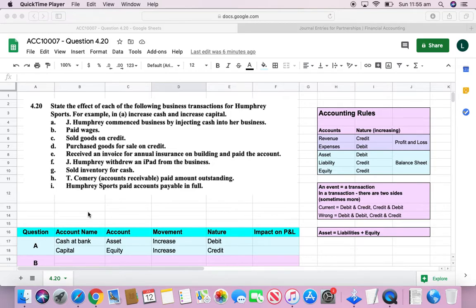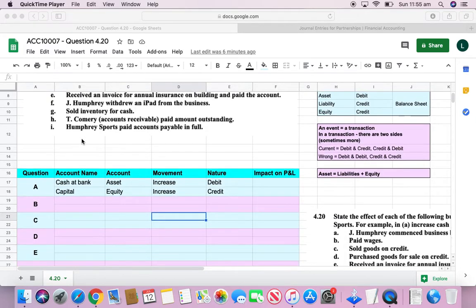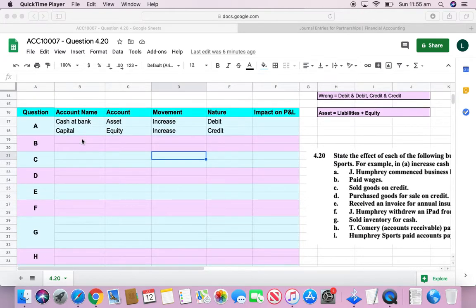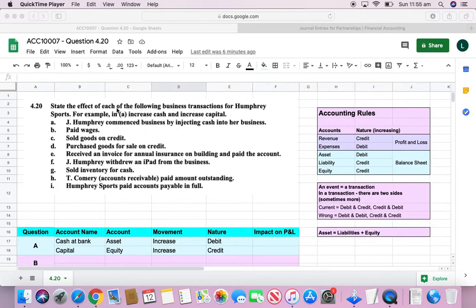I'm going to go over question 4.20, which is a week 1 question, just to hopefully make some sense for the people that don't understand it. So here is 4.20. This is pulled straight from the e-text. This is a little working sheet I've made. Now this is not something that you complete within this unit. I've just created it just now to explain how to answer the above.